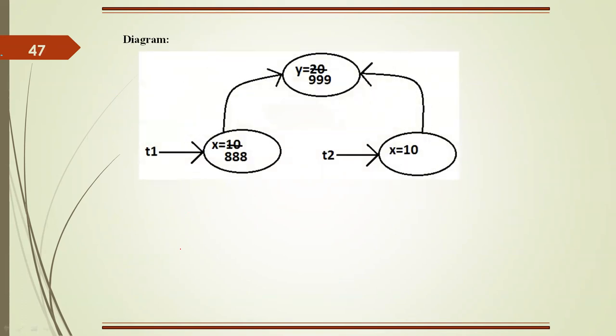Now here you can see that example. Here is the diagram. Y is initial. This is the static. First value is 20. Then we initialize that value 20 to 99. So it varied. T1.x equals 88. T2 is 10.